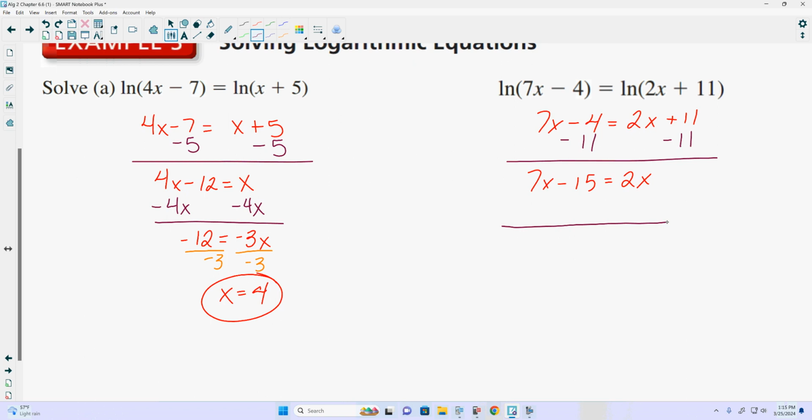And then we could subtract 7x, because our 7x minus 7x is 0, telling us negative 15 is equal to negative 5x. And last but not least, we would divide by negative 5.